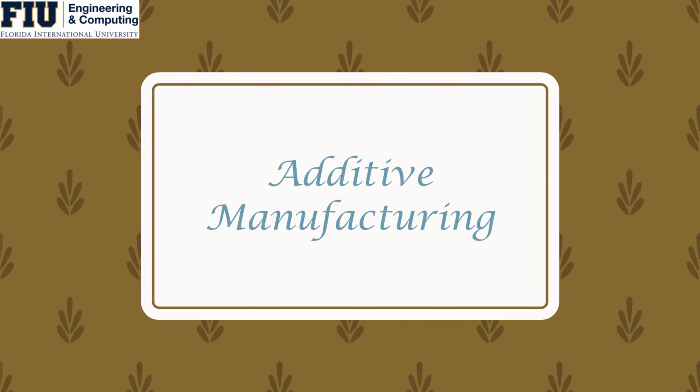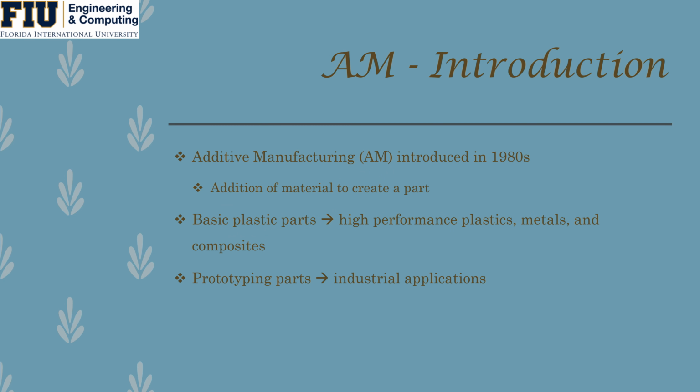Moving into additive manufacturing. Additive manufacturing was introduced in the 1980s, in which the process requires the addition of materials in order to create an overall part. This industry has grown a lot over the years, moving from creating only basic plastic parts to now creating high-performance plastic, metal, and composite parts.